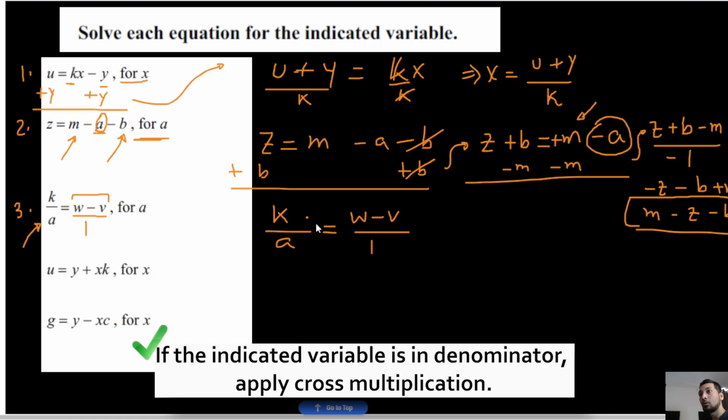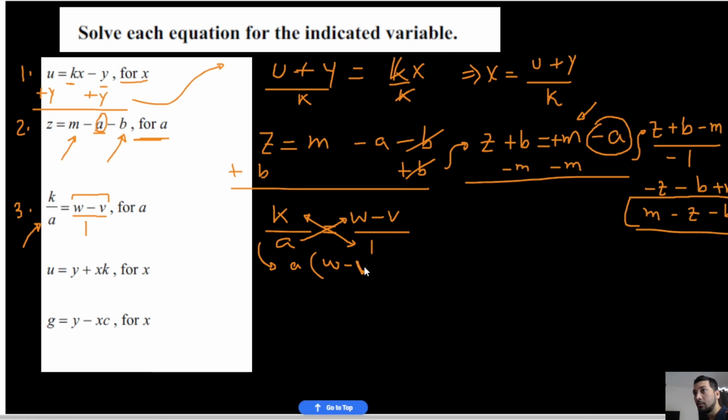Now we need to do cross multiplication. So here is the shortcut trick. Whenever you have any variable at the denominator, to isolate that variable, we do the cross multiplication. So now we have a times w minus v equals k times 1, that is k.